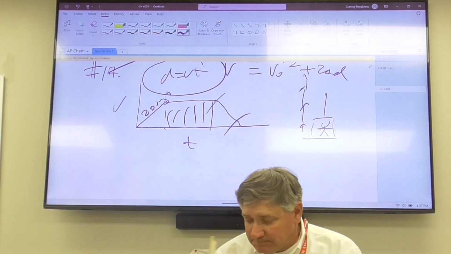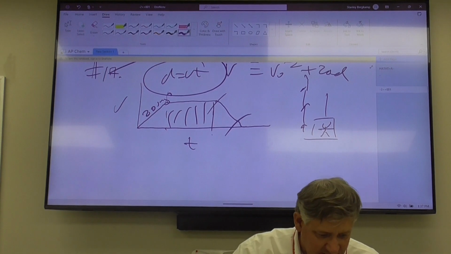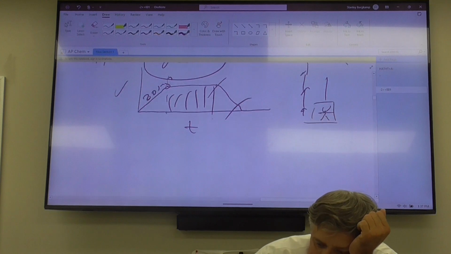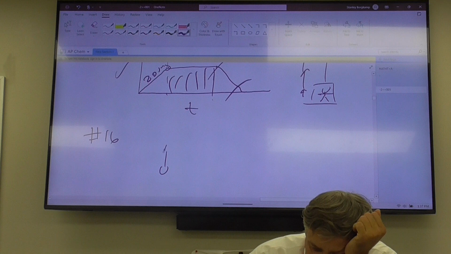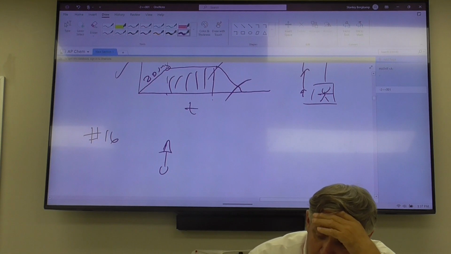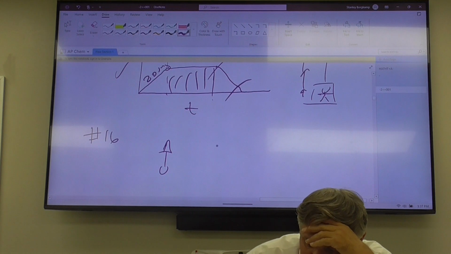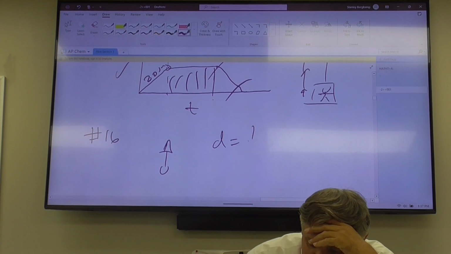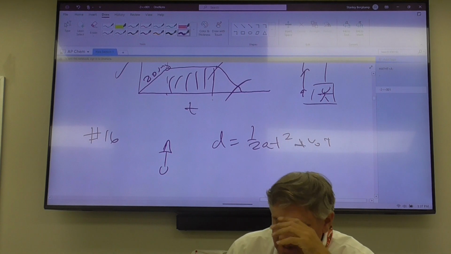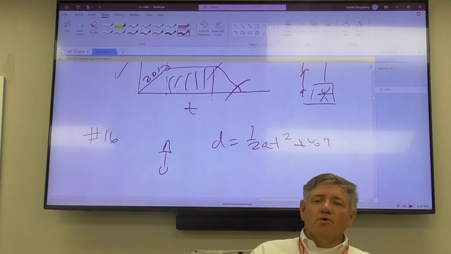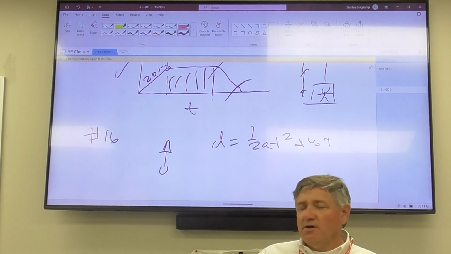Okay, now, let's talk about number 16 with the pyrotechnic shot. So number 16, here's this mortar, boom, goes up in the air. You need to find how high it is after 5 seconds. The only way you can do 16A is one-half a t squared plus v naught t. There is no other way you can find the height at that point, okay?